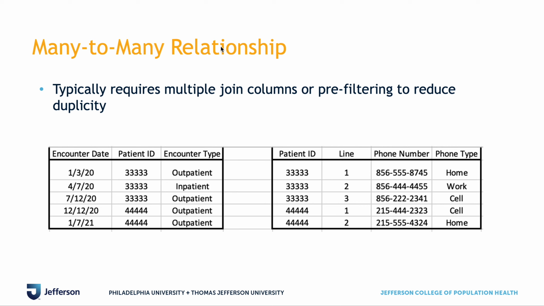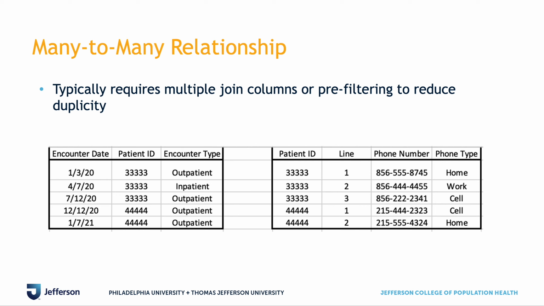And then a many-to-many relationship, this is where you have multiple rows per unique ID in each table. So here we have the example of encounters for patient IDs, and then you have a patient ID in this table over here with multiple rows per phone number. Patients can have a home phone, a work phone, a cell phone, and they can have multiple encounters.